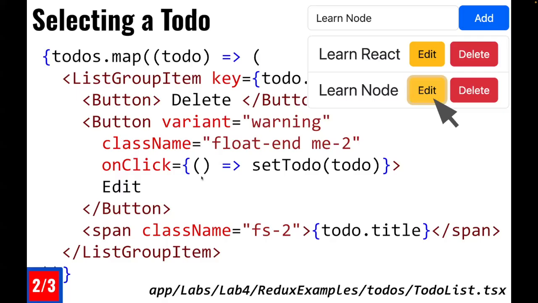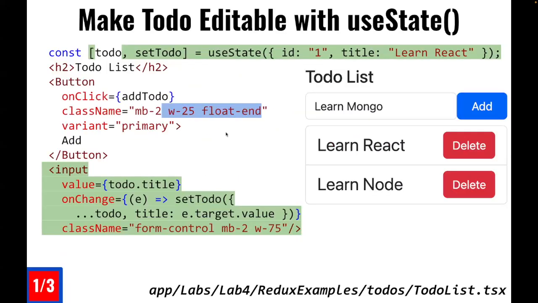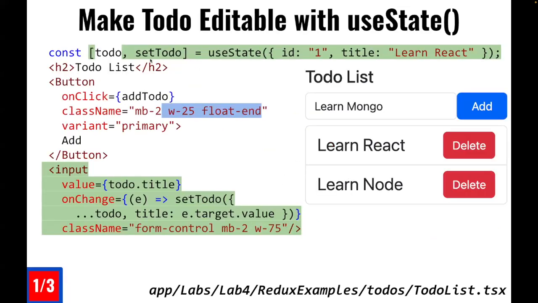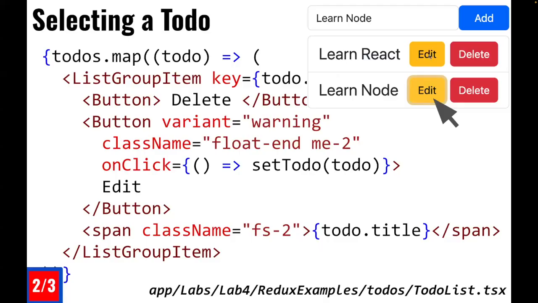So we'll do that with a new edit button right here that is just going to use the setTodo that I just added here with my useState. So what it's going to do is copy that particular to-do into my state variable, and then my input field will pick up the change and will change the title. So if I click on this one, this will say learn React.